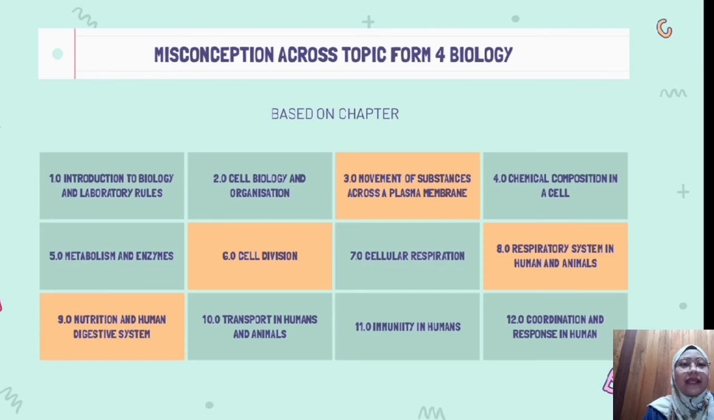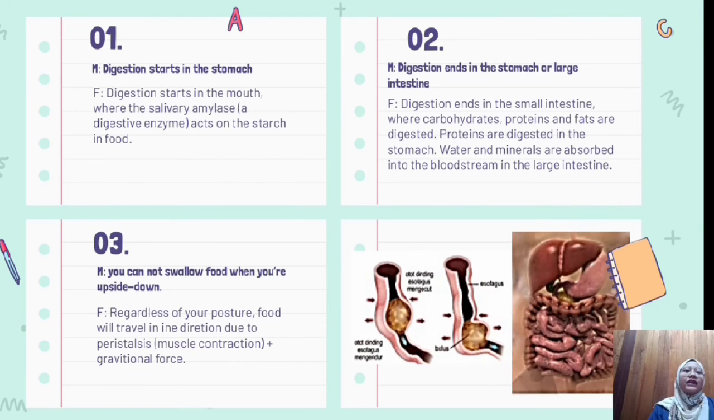Next, we're going to go with 9.0, nutrition in human and the digestive system. So here is the best part, which is number 1: digestion starts in the stomach. Students always have this misconception. Actually, digestion starts in the mouth, where salivary amylase, a digestive enzyme, acts on the starch in the food.